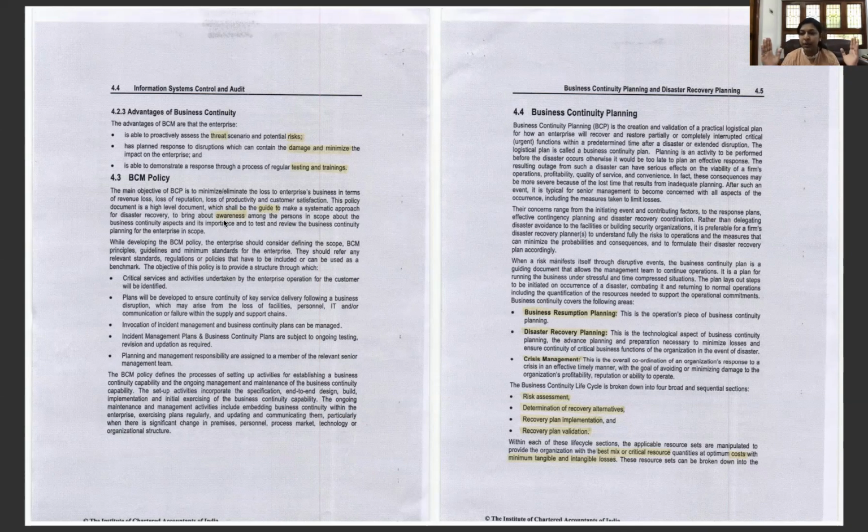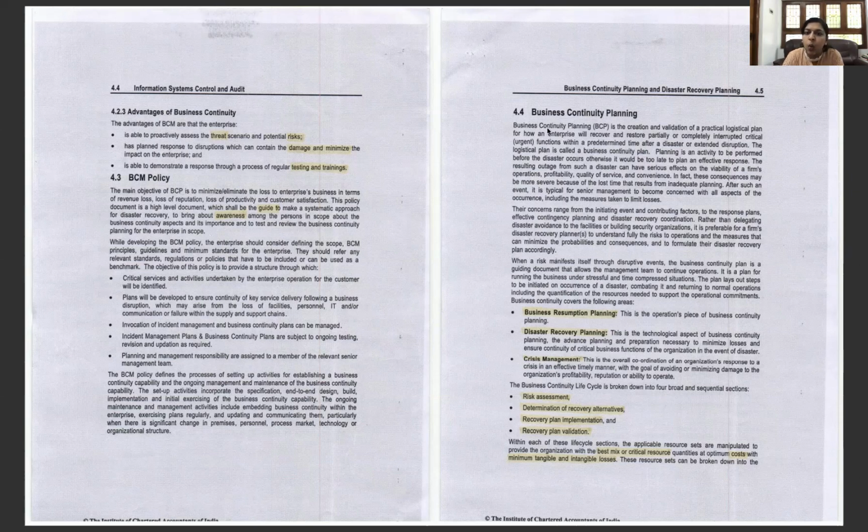So what is a BCM policy? High-level document, guide for systematic approach for disaster recovery, and brings about awareness. Okay, this is about the BCM policy.